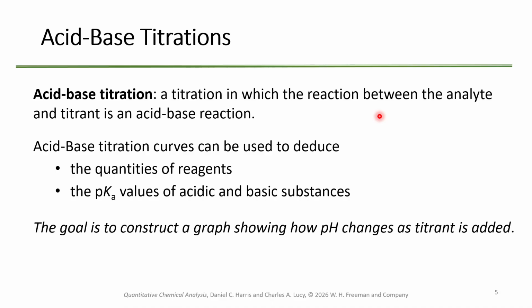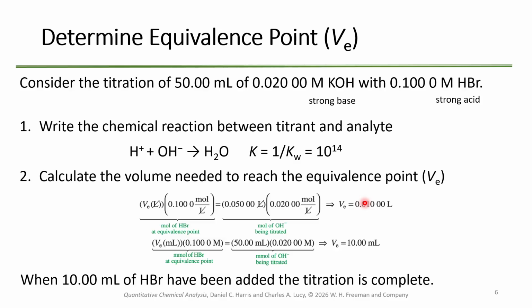So the acid-base titration curves can be used to deduce the quantities of your reagents, and the pKa values of the acidic and basic substances. Your goal is actually to construct a graph to show how pH changes with titrant added. So if we consider this titration right here, 50 milliliters of these two concentrations of a strong base and a strong acid, we write this chemical equation between the titrant and analyte. And notice that we can take the K plus and the Br minus, and say, hey, they're spectators, they're not going to accomplish anything, and remove those from our reaction.